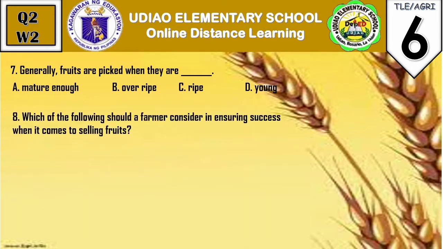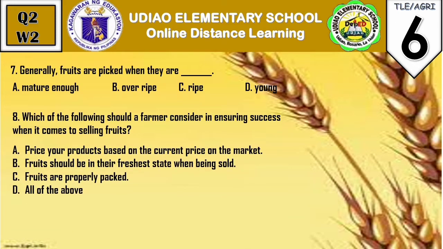Number 8. Which of the following should a farmer consider in ensuring success when it comes to selling fruits? A. Price your products based on the current price on the market. B. Fruits should be in their freshest state when being sold. C. Fruits are properly packed. D. All of the above.